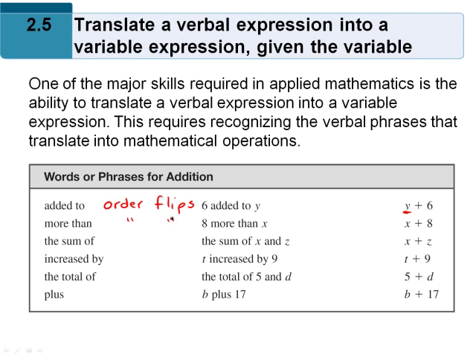The next phrase, the sum of x and z, that goes right in order, okay? T increased by 9, same order, t plus 9. The total of 5 and d, same order, 5 plus d, and t plus 17, same order. So just the first two, added to and more than, those two phrases, the order flips when you're translating.